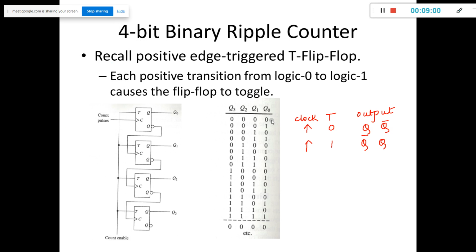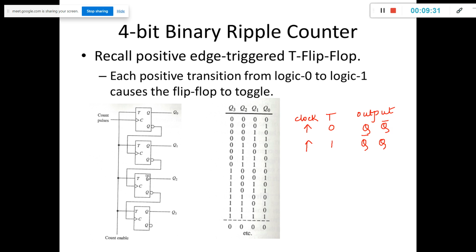Up counter, why? See here the counting sequence: 0 0 0 0. Next it is 0 0 0 1. So 0, 1, 2, 3, 4, 5 up till 1 1 1 1. Again it will roll back to 0 and start counting 0, 1, 2, 3 up till 15, and then again it will roll back to 0. So this is the 4-bit binary ripple counter.